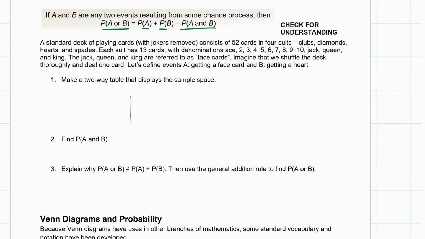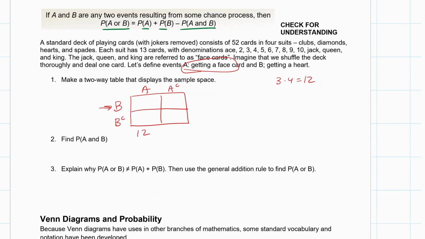Let's say event A is getting a face card. Let's say event B is getting a heart. We can make a two-way table of this. This side will have A and not A. This side will have B and not B. Let's start with just how many face cards are there? Well, there's 3 face cards in 4 suits. There are 12 face cards, so we'll put a 12 there.